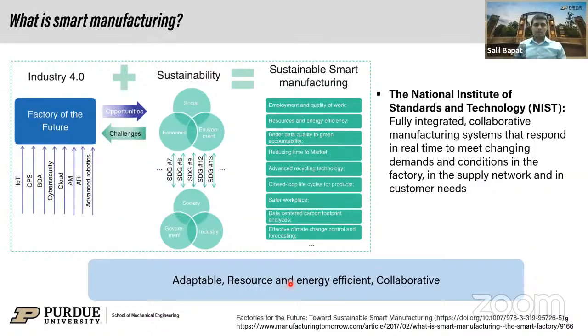What it really means is that you produce locally and you sell locally so that you have a smaller supply chain. So if there is any disturbance such as the coronavirus pandemic, you are not susceptible to a longer supply chain and delays. And it is also collaborative. So let me ask a question now: where do you see a system that is adaptable, that is resource and energy efficient, and that is collaborative?